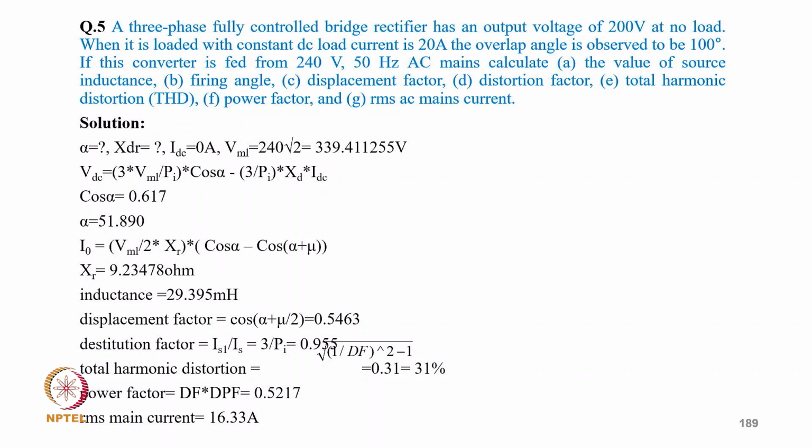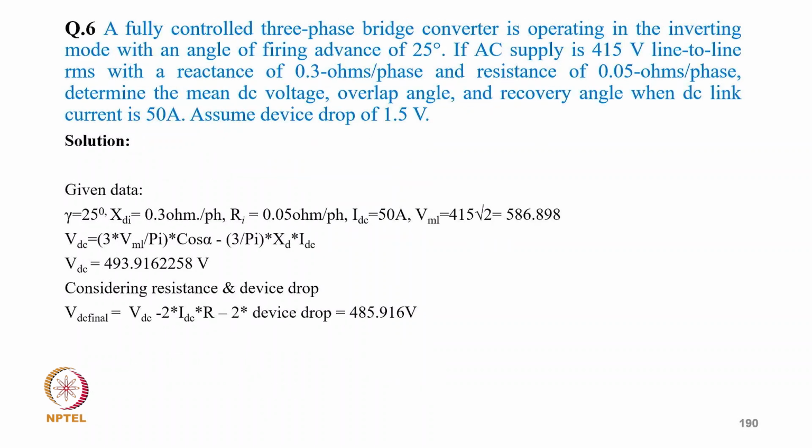VM is 339.41, and VD equal to 3 Vm by pi into cos alpha minus 3 XR ID by pi. So cos alpha comes 0.1 pi, alpha comes 51.89, and I0 equal to Vm by 2 XR, cos alpha minus cos alpha plus mu, so XR comes 9.24, and inductance comes 29.395 millihenry. Displacement factor cos alpha plus mu by 2 comes 0.5463, distortion factor is 1 by 3 upon pi, it comes 31%, and power factor is DF into DBF, that comes 0.5217. RMS current is 16.33.